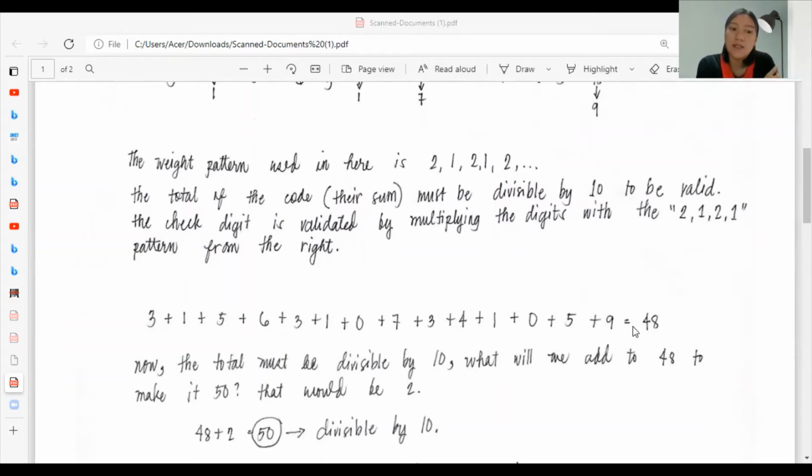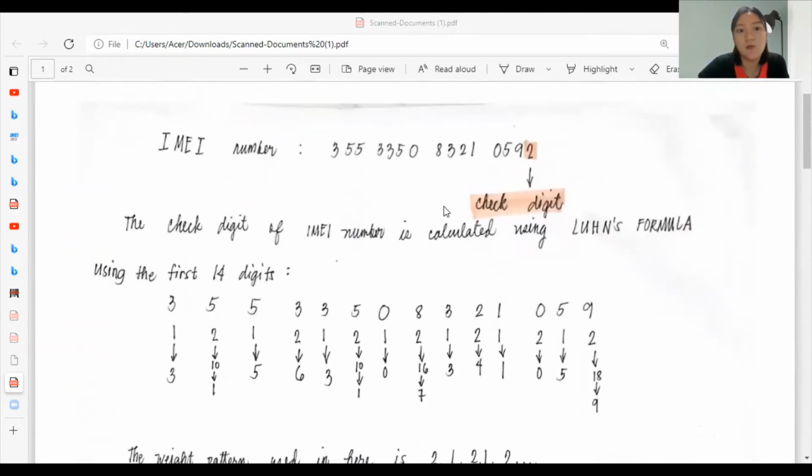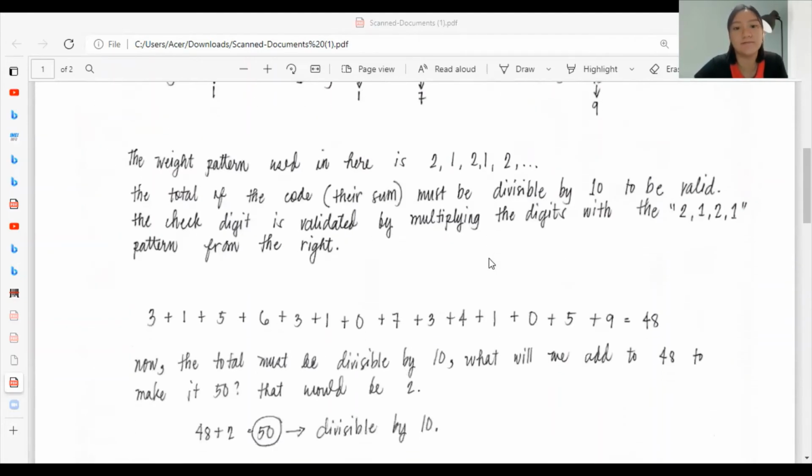Now, since the rule is the total must be divisible by 10, what will we add to 48 to make it 50? That would be 2. So 48 plus 2 equals 50. That makes it divisible by 10. That's how easy we can check if the code is correct. So what are we going to do with this number 2? That would be the check digit of our IMEI number, which is at the end of the code.